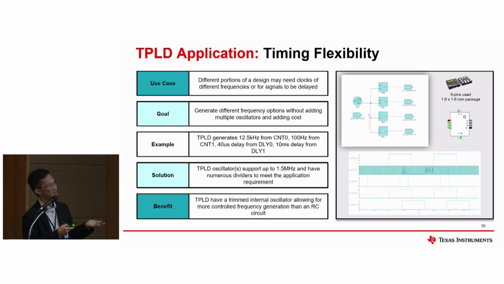So basically, you can see that we can make use of 2 switching frequencies from our frequency generator as well as delay, right? You can see that we have an oscillator that can support up to 1.5 meg, and we have many devices to meet the application requirements, right? Again, a simple PLD to do the multiple frequencies.